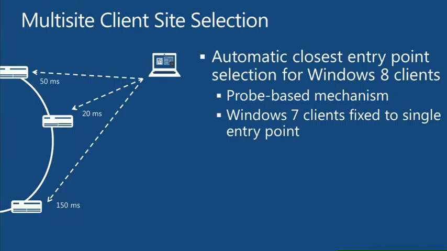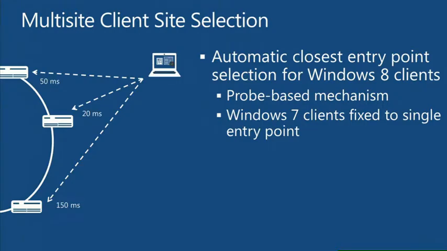The client, when internet connectivity is detected, sends out probes to all the direct access servers that it knows about, which are configured through policy. And basically, the first one to respond is the closest. So the least latency is what we pick, and that's the closest one. And we proceed to then set up connectivity and secure that channel to that selected direct access server. So we use a probe-based mechanism to do that.